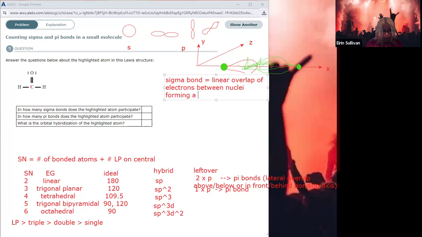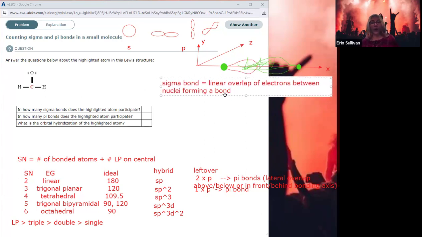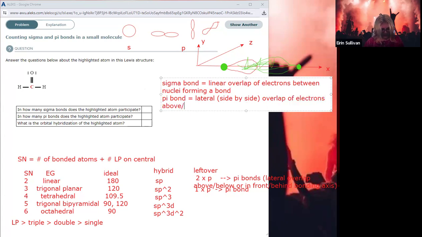All bonds have a sigma bond. So a single bond is just one sigma bond. A double bond is one sigma bond plus one of the other type of bond, which is a pi bond, and that is what we call lateral, or side by side if you prefer, overlap of electrons. And that is either above and below the bond, or in front and behind the bond.